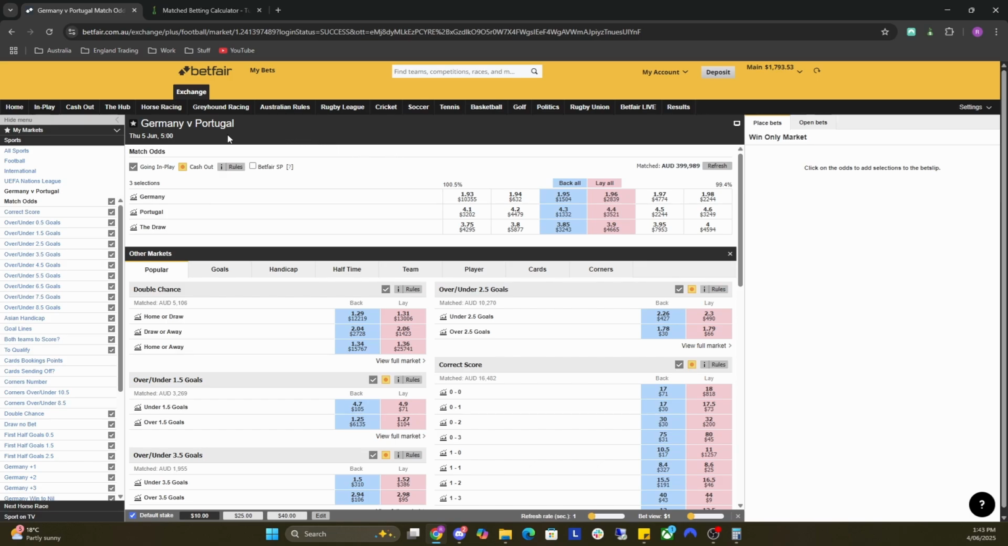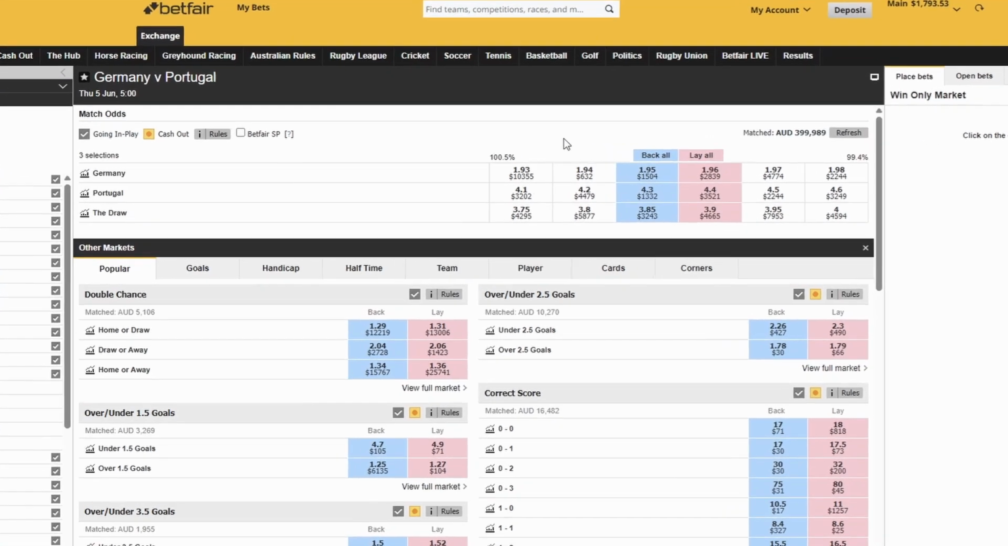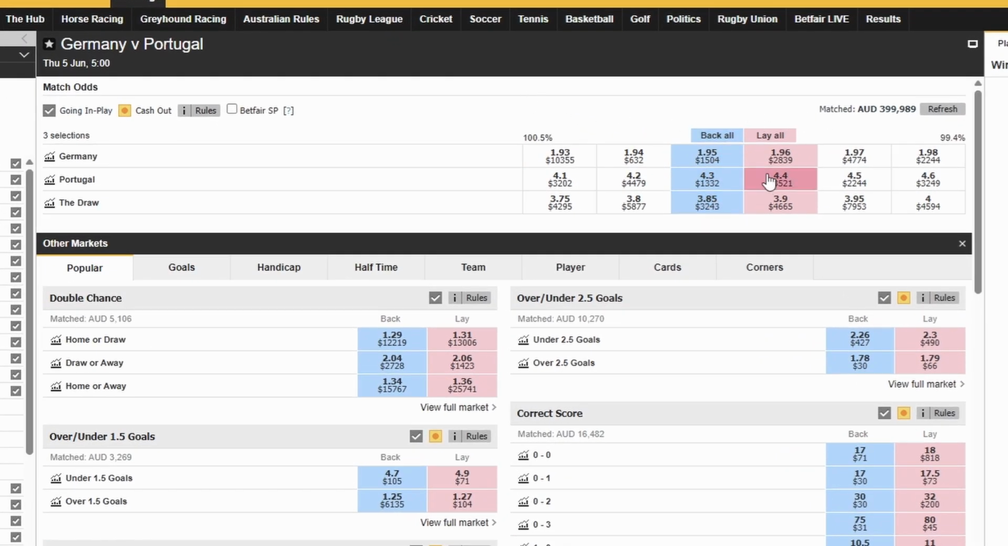But right now we've got this game between Germany and Portugal loaded just for our example, and we'll be focusing on the match odds up here. All the other markets are underneath, which you can see as well. But when you're new to Betfair, it can look a little bit daunting at first with all the different numbers and different colours and things like that. But it's really not that complicated once you know how everything works.